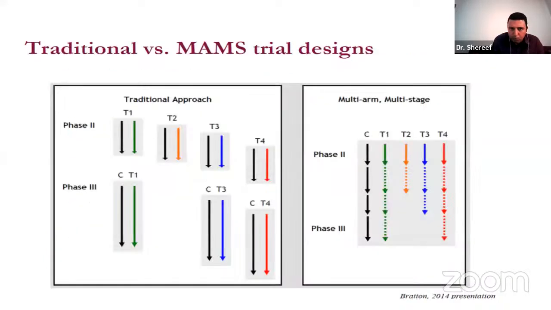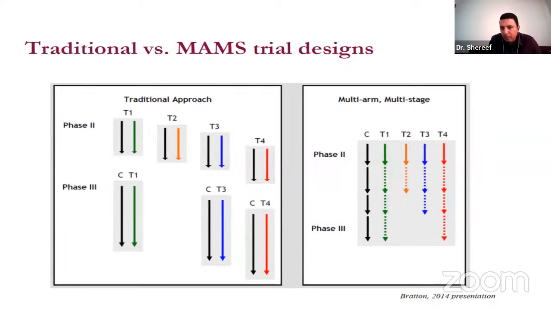To make it simpler, please look at this diagram. On the left side, this is the traditional way. You compare, in separate clinical trials, experimental arm against control arm, experimental arm against control arm. But if you want to expedite the process, in a single trial, you compare multiple experimental arms against the control arm in parallel.